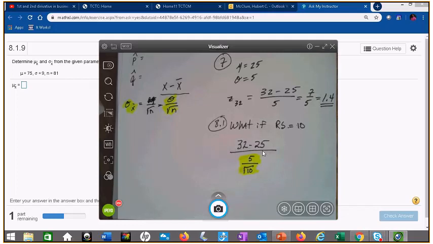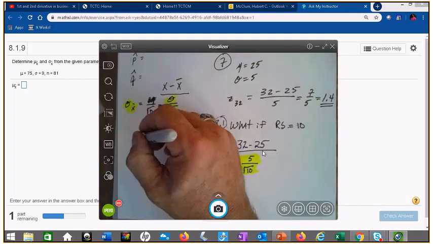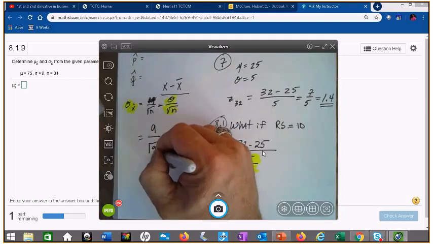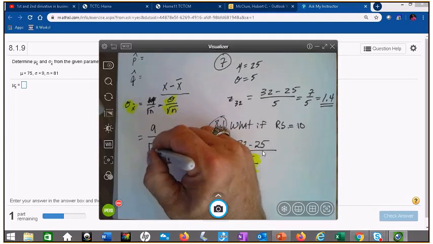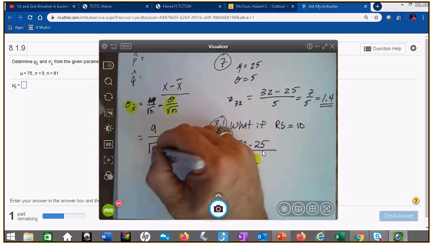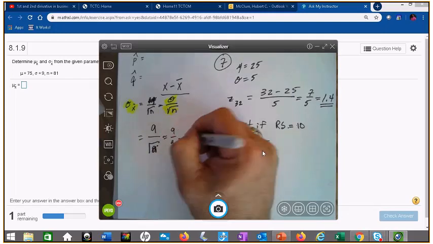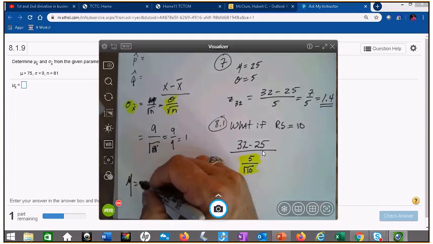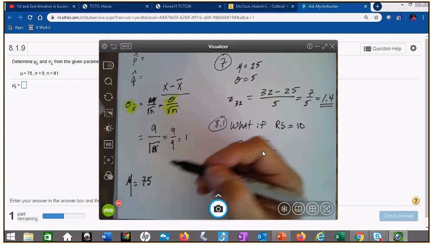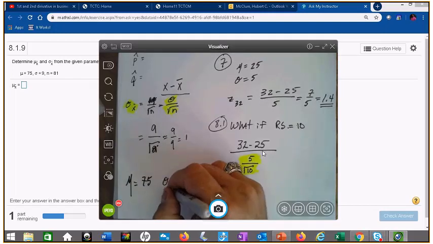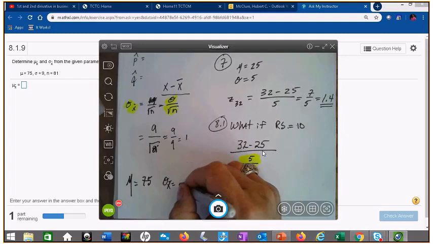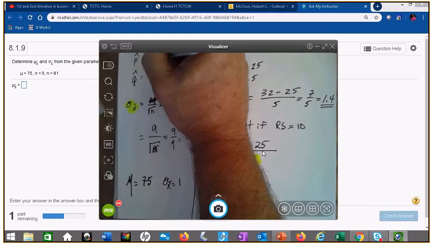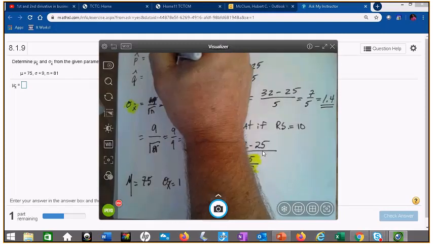So in this case, your sigma is 9 over the square root of 81, which is equal to 9 over 9, which is equal to 1. So mu is equal to whatever they gave you for 75, and sigma sub x bar is equal to 1. So this is 8.1.9, the homework question we just did.